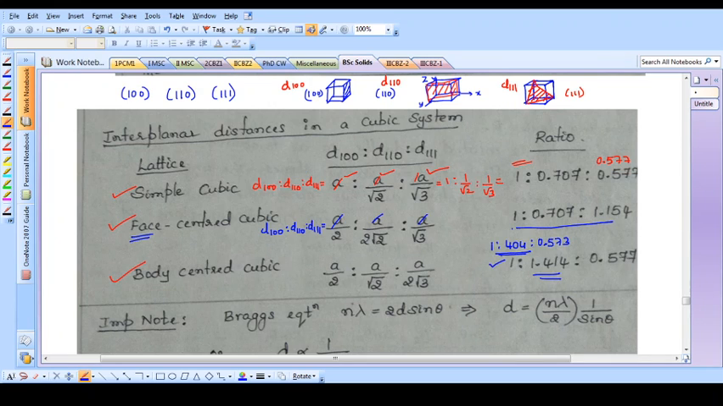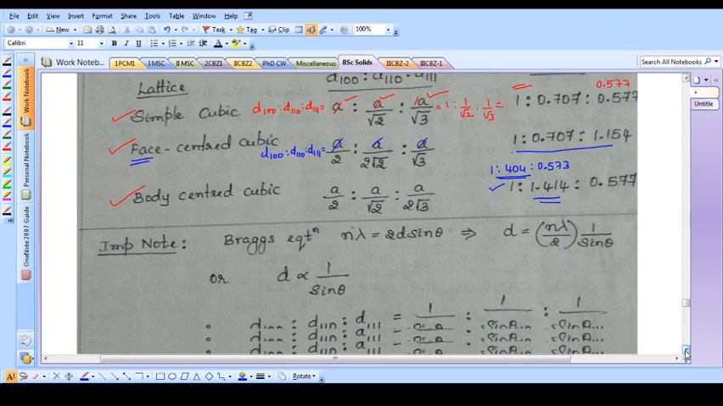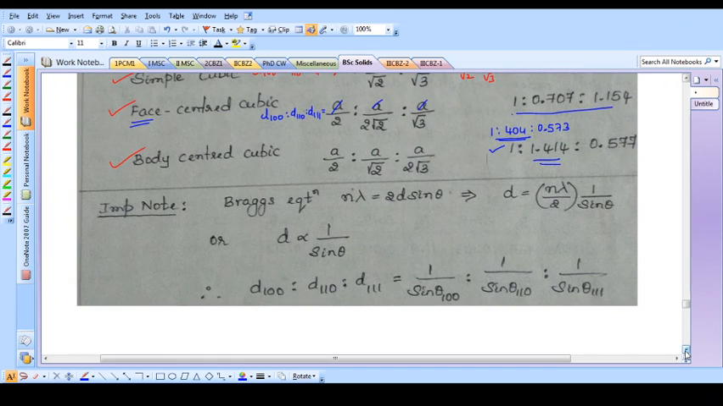So these ratios are very important numbers related to the respective lattice. By finding out this ratio, it is possible to predict what the lattice is, whether it is simple cubic, body centered cubic or face centered cubic. So all these are chunks of information that we are borrowing from here and there.